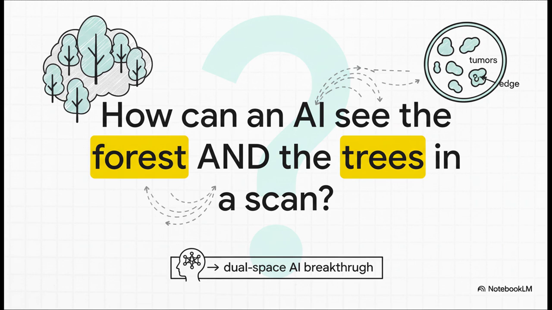In medicine, this isn't just some cute saying, it's a life or death problem. You need an AI that can see the whole organ, that's your forest, but at the same time, it has to zoom in on the tiniest, most critical details, the trees, like the exact edge of a tumor. If you miss one, well, you can imagine the consequences.